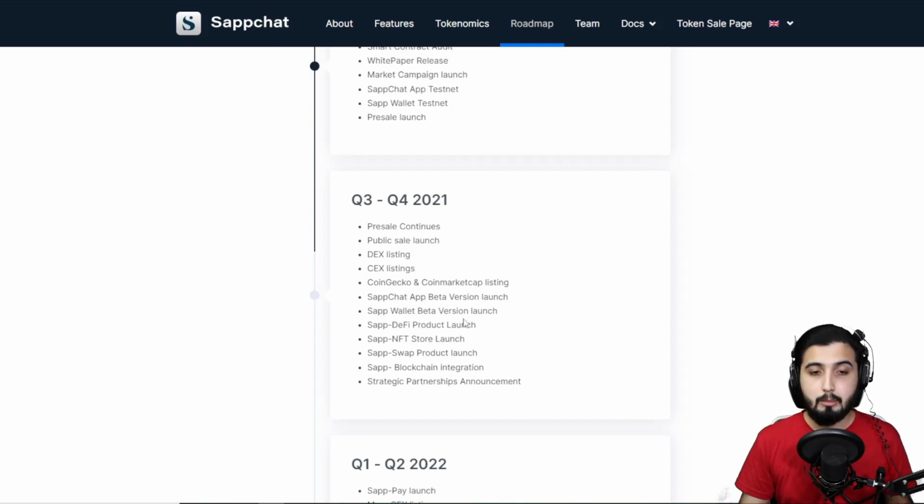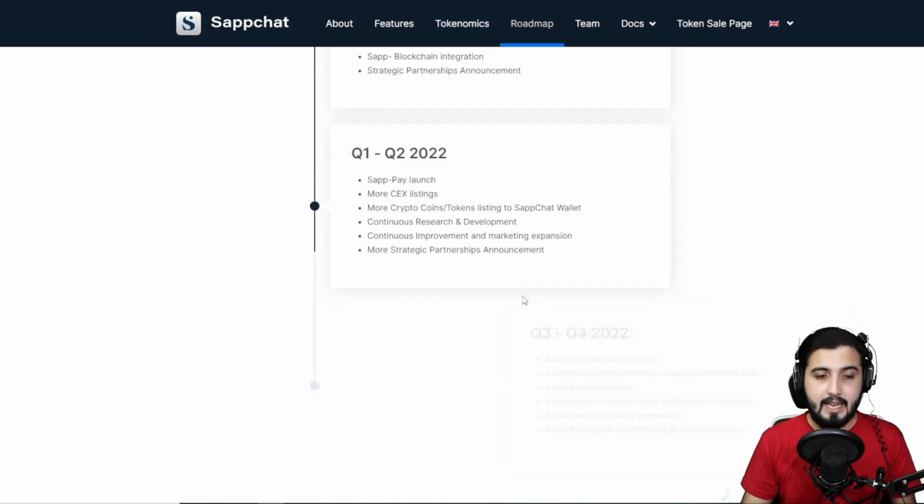SappChat app beta version launch. So the beta version will be launched, and you can get it from the Apple App Store or the Google Play Store. Sapp wallet beta version launch, Sapp DeFi product launch, Sapp NFT store launch, Sapp swap product launch, Sapp blockchain integration, strategic partnership announcement. So all these things that we basically talked about are coming in these very quarters, before this year end.